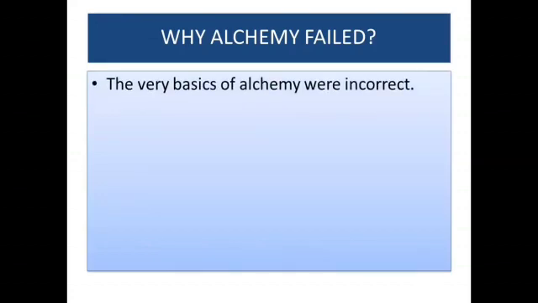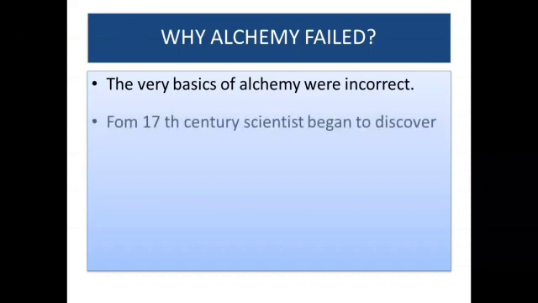The very basics of alchemy were incorrect. How? Alchemists accepted the ancient Greek belief that everything is made up of four substances: earth, fire, air, and water.